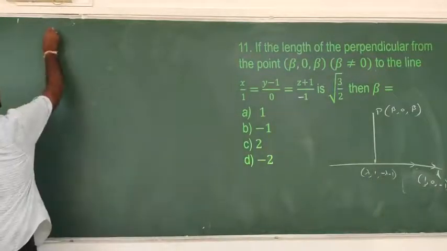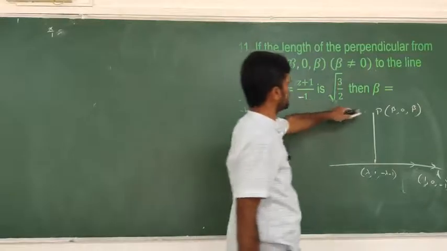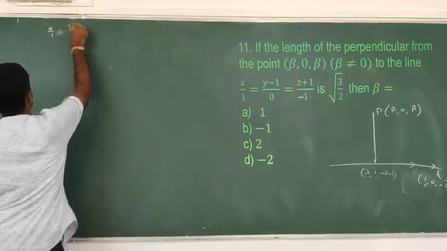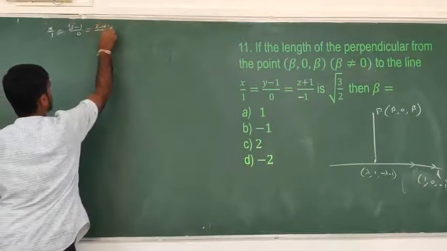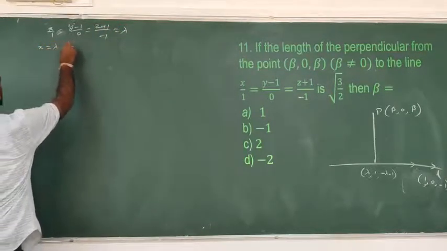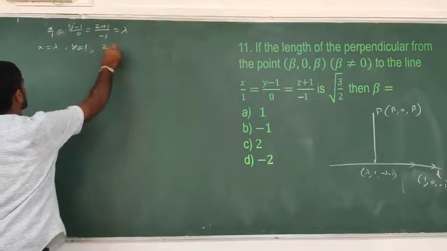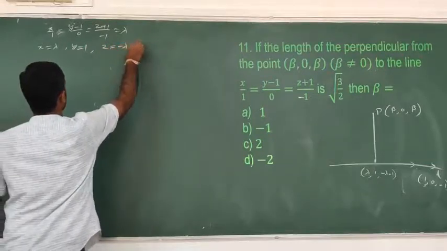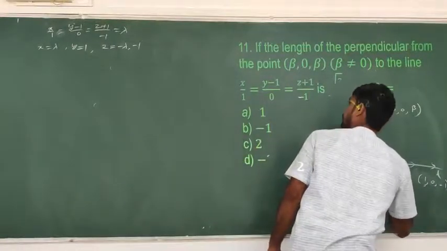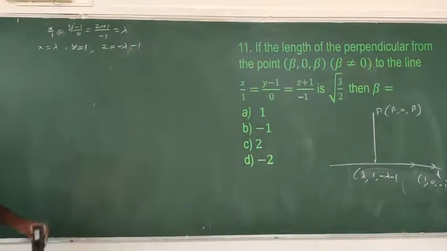Let us find the point of intersection of the perpendicular from this point and the line. That is x by 1 is equal to y minus 1 by 0 is equal to z plus 1 by minus 1 is equal to lambda, we take. Then x is equal to lambda, y minus 1 is equal to 0, so y is equal to 1, z is equal to minus lambda minus 1. Then the point of intersection is lambda, 1, minus lambda minus 1. Okay, point of intersection found.